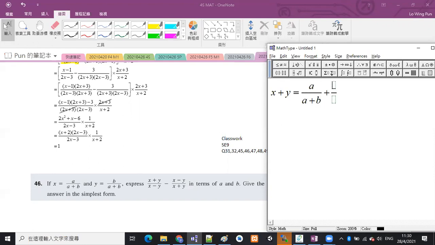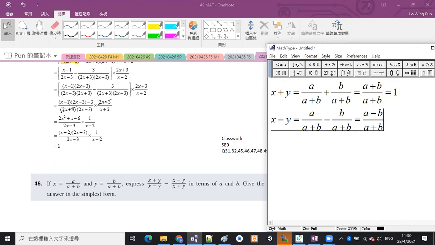plus b over a plus b. But the denominators are the same, right? So they can be added together, merged together, like this. But the upper part and lower part are exactly the same, so what is remaining in the result is just 1. Okay, that is very, very good. And then x minus y will be a over a plus b minus b over a plus b. And then merge them together, it becomes a minus b over a plus b. But this time you cannot cancel any common factors. Okay?